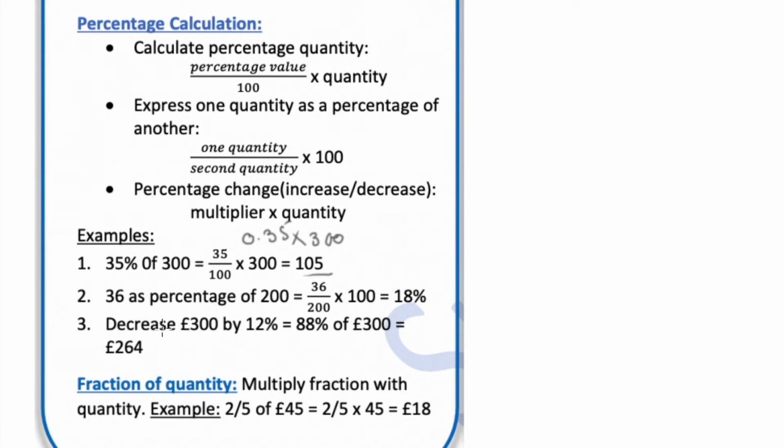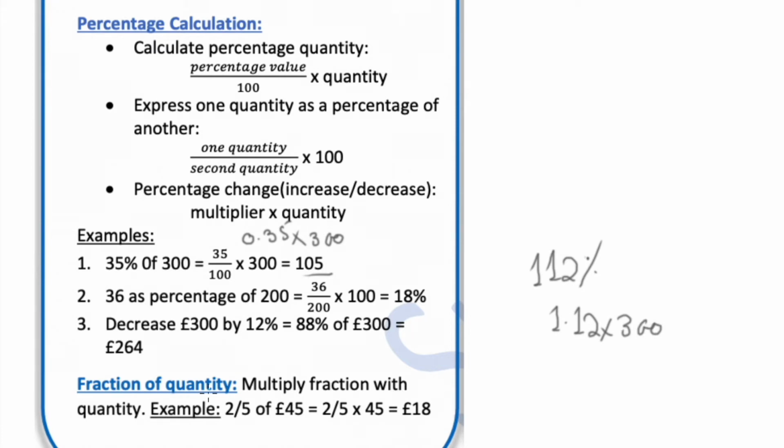So let's suppose I change this question to increase 300 by 12%. Then you will add 12 to 100, so you will get 112%. So you have to find 112% of 300 pound, or you can do it like this: 1.12 times 300.